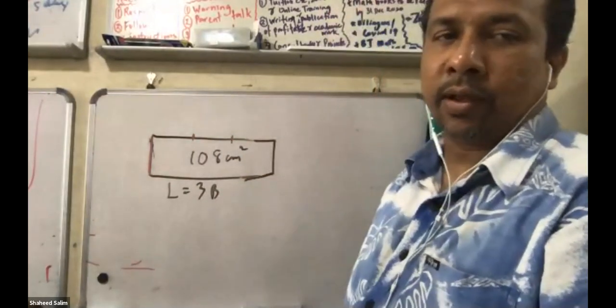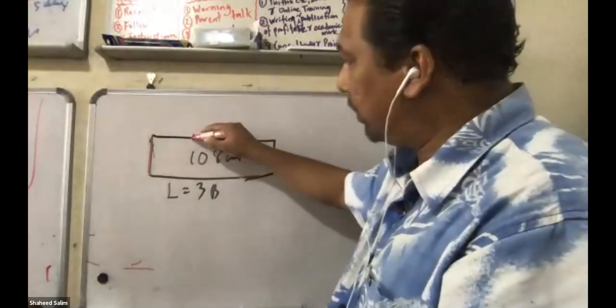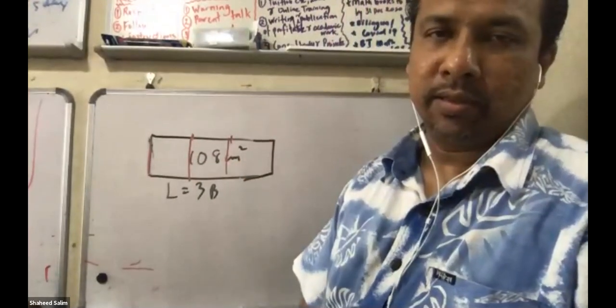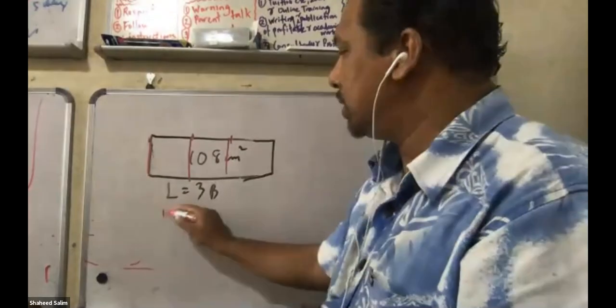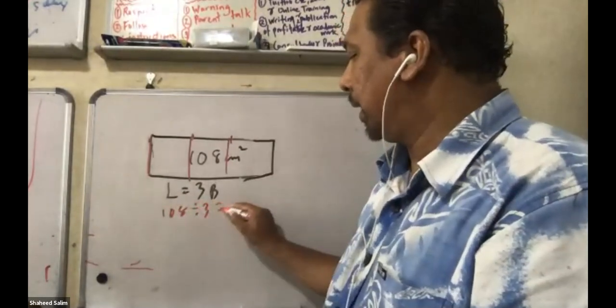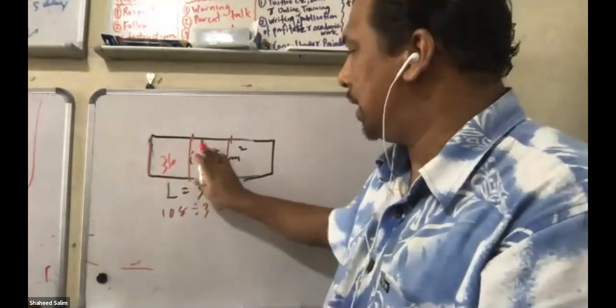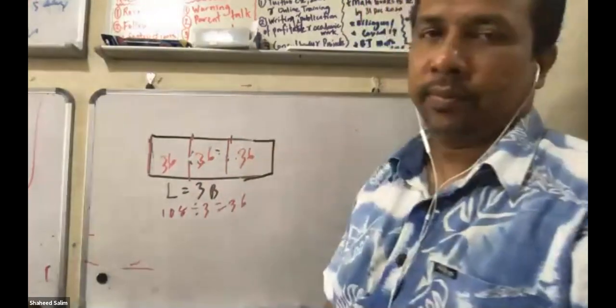Correct or not, Zahid? You understand this part? If I can divide into 3 breadth, that means I can divide this rectangle into 3 squares. Right? So I take 108 divided by 3. I get 36. That means 1 square, the area is 36 square cm.